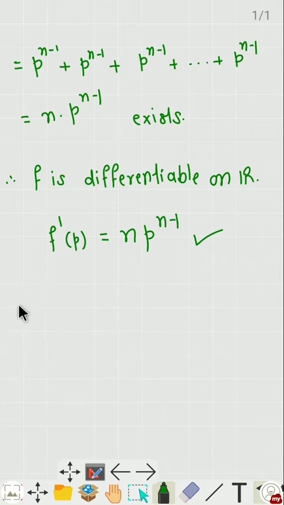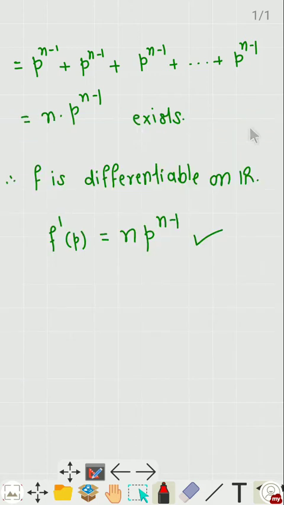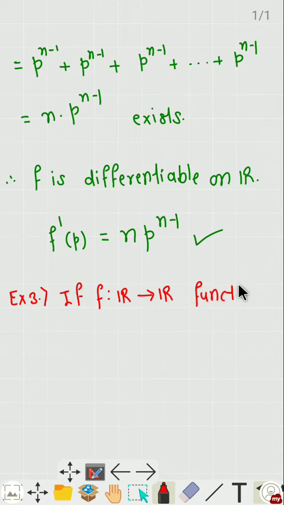Next example is example number 3. Question is: if f from R to R is a function defined as f of x is equal to e raised to the power x, and it is defined for all x belongs to R.